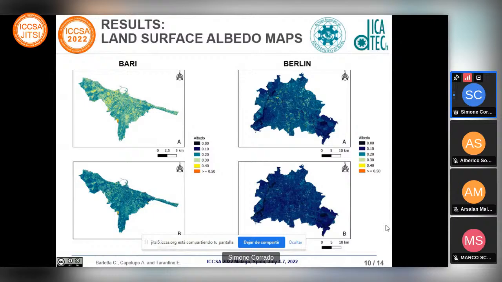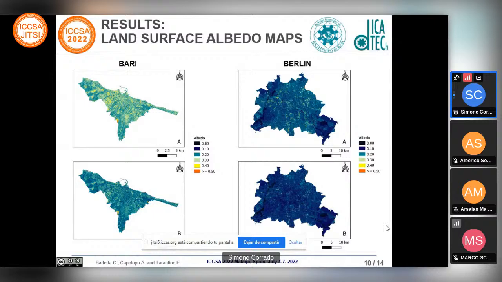And this is probably due to the different land cover between the two cities, the different climate and latitude, or also to the fact that the Berlin territory has abundant surface water bodies which have albedo values close to zero. Furthermore, Sentinel-2 maps are darker than the corresponding Landsat-8 maps for both Bari and Berlin study area.